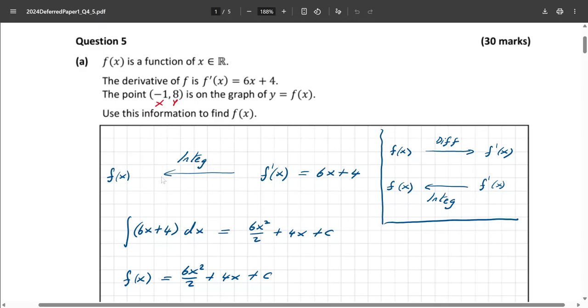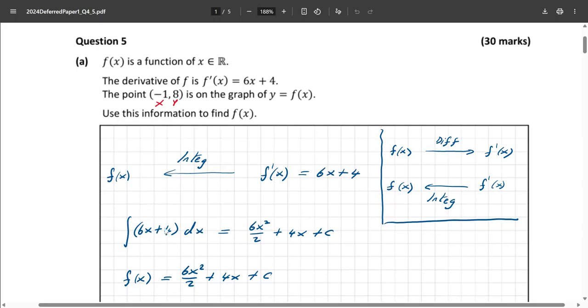Okay, so basically I've summarized it here. f dash of x is given to us, 6x plus 4. We've got to go backwards to get f(x). That means integrating. And we'll use this piece of information later, that the point is on the graph. But first of all, let's just go backwards.